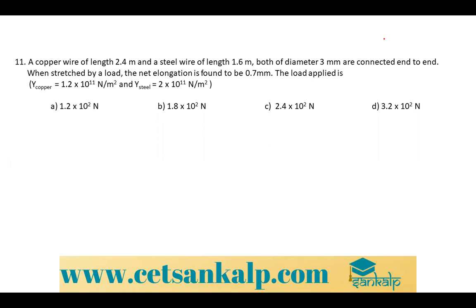The 11th problem. A copper wire of length 2.4 meter and a steel wire of length 1.6 meter, both of diameter 3 mm, are connected end to end. When stretched by a load, the net elongation is found to be 0.7 mm. The load is... As you know, in this particular problem, we are going to consider the load applied to be W. Let me consider it as W. That is the thing you have to find.